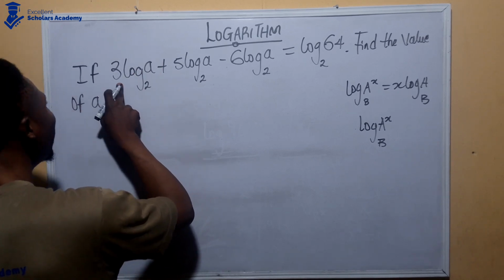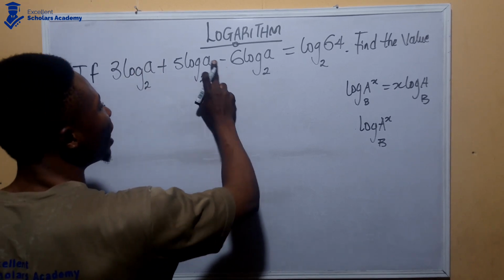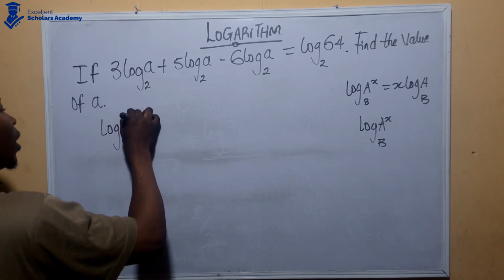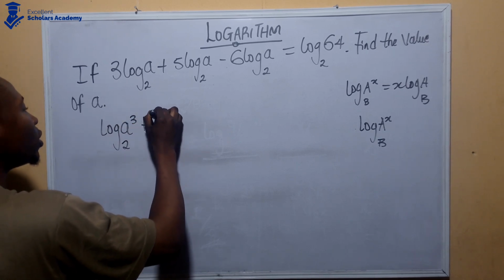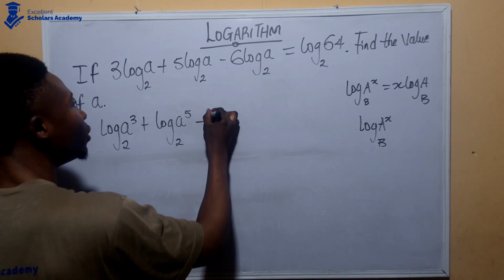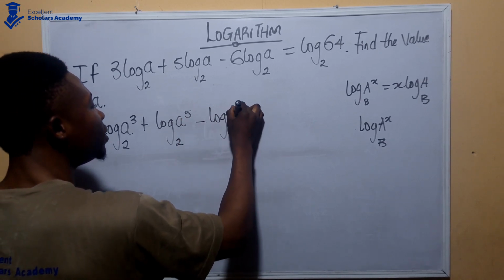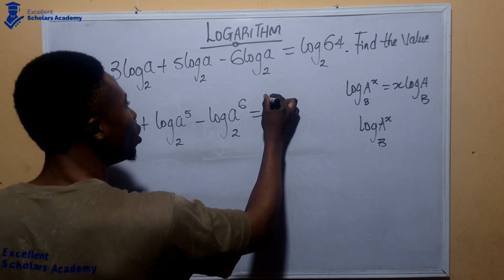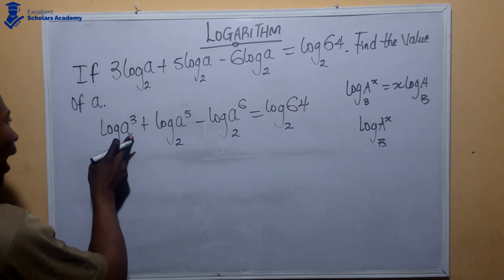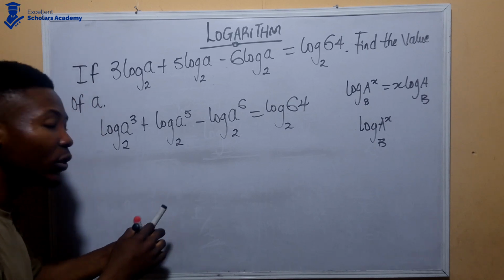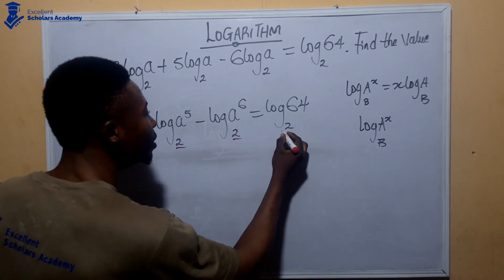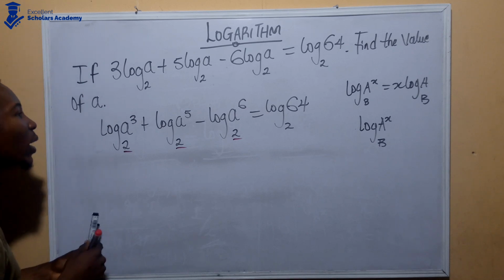This is 3 behind this log, this is 5 behind this log. I can reverse them. So if I reverse them, it becomes log a to the power of 3 base 2 plus log a to the power of 5 base 2 minus log a to the power of 6 base 2 is equal to log 64 base 2. Now, I can bring this together according to the law of logarithm, because they all have the same base. So I can bring them together.